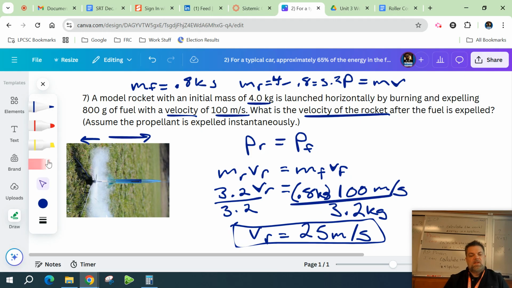Well, I don't want to oversimplify this. There's an opposite and equal reaction, but remember there's kind of fuel in the rocket too. So we'll deal with that later.